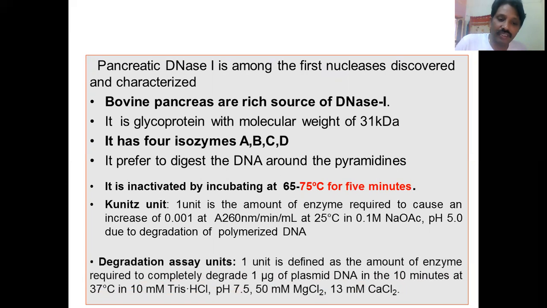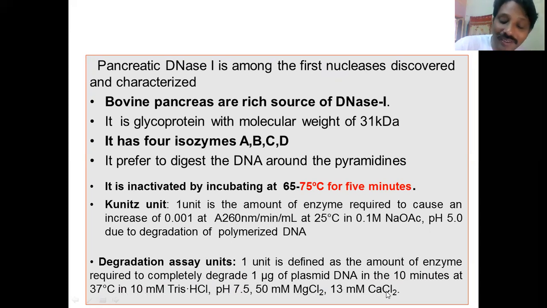And you see degradation assays. One unit is defined as the amount of enzyme required to completely degrade 1 microgram of plasmid DNA in 10 minutes at 37 degrees centigrade in 10 millimolar Tris-HCl, pH 7.5, 50 millimolar MgCl2, and 13 millimolar calcium chloride.